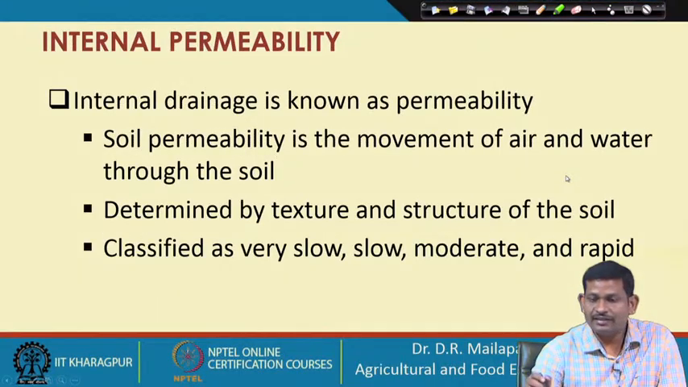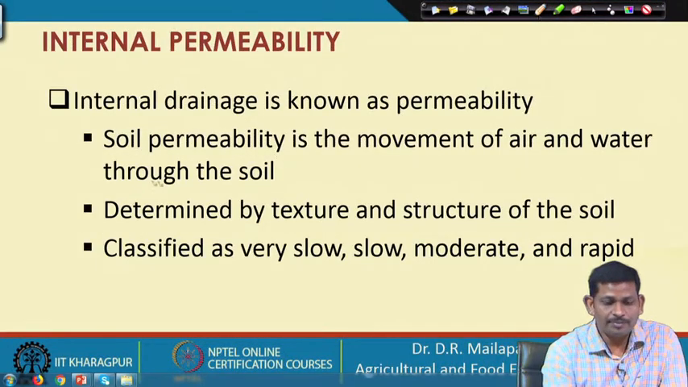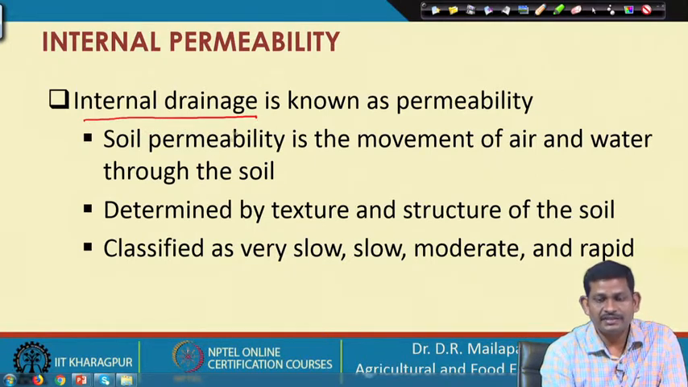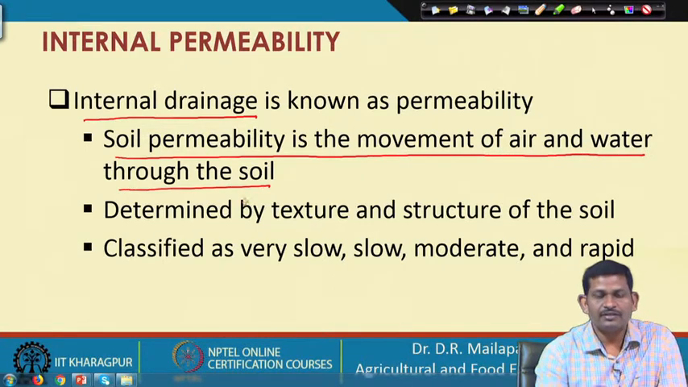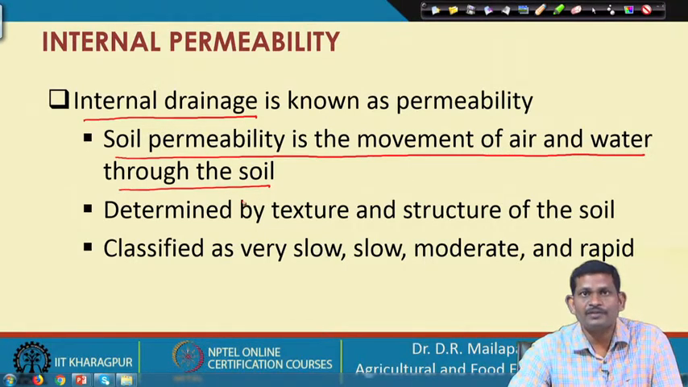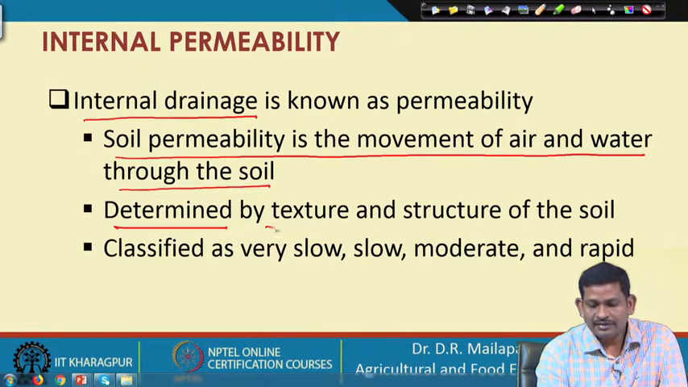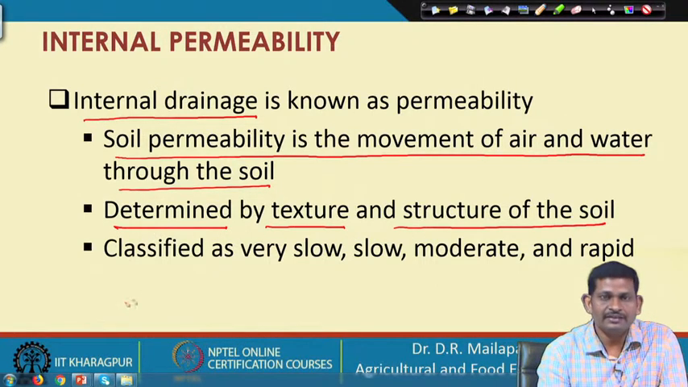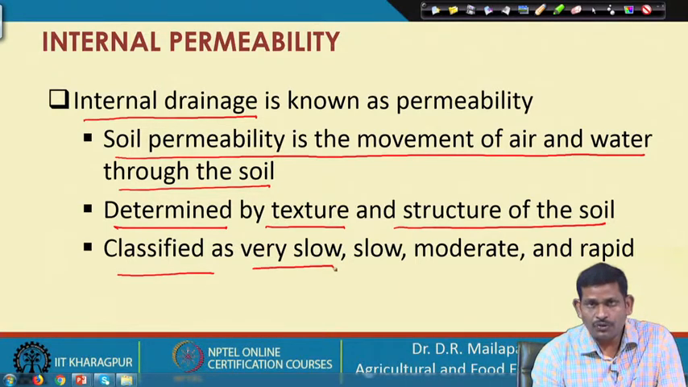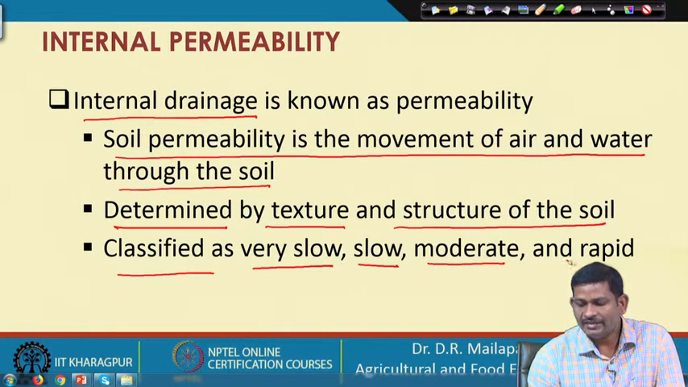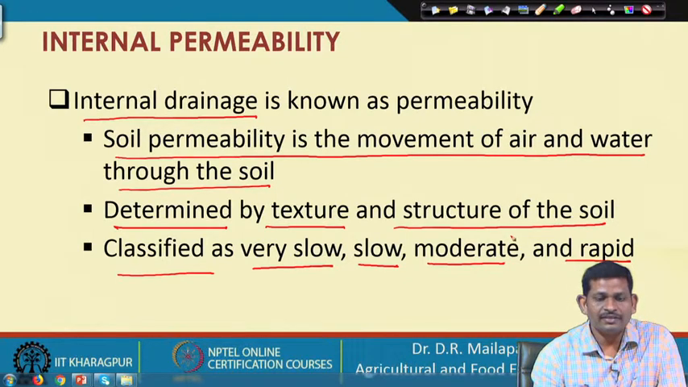And then internal permeability. Internal permeability is also called internal drainage, and soil permeability is the movement of air and water through the soil. Soil permeability is a property of a media. It represents the ease with which air and water pass through the soil matrix. It is determined by the texture and structure of the soil, and it can be classified as very slow, slow, moderate and rapid.